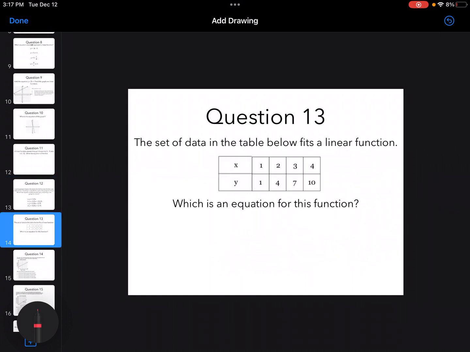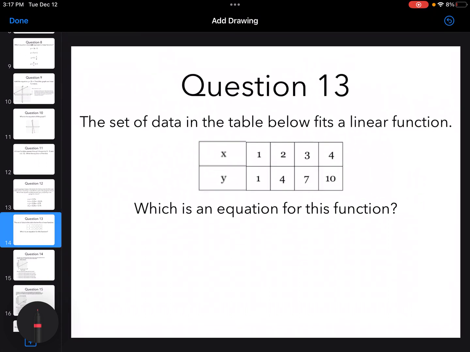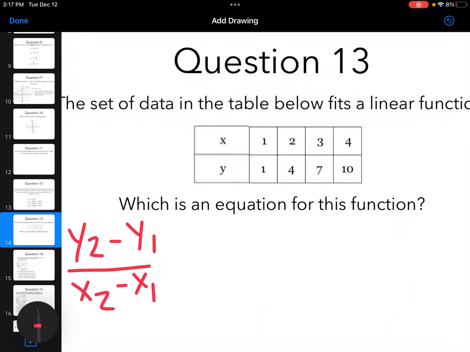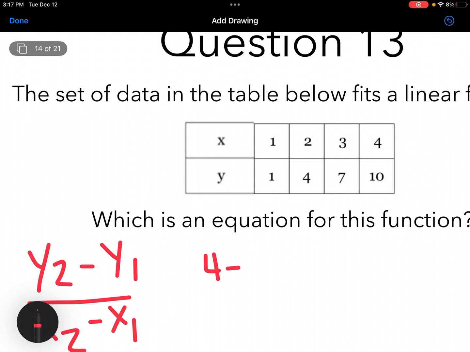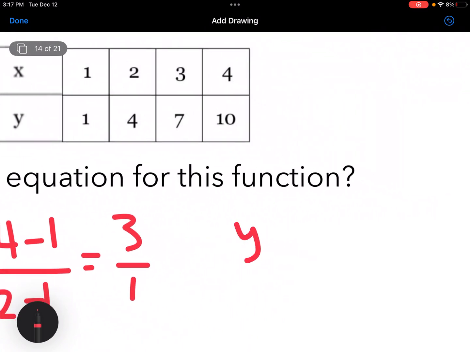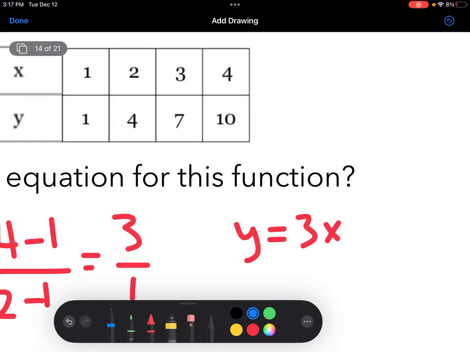All right, for the next one, write the equation for the function. All right. So we got y2 minus y1 divided by x2 minus x1. So 4 minus 1 divided by 2 minus 1. We end up with 3 over 1. So y equals 3x. So then I'm going to choose a point and substitute it in.